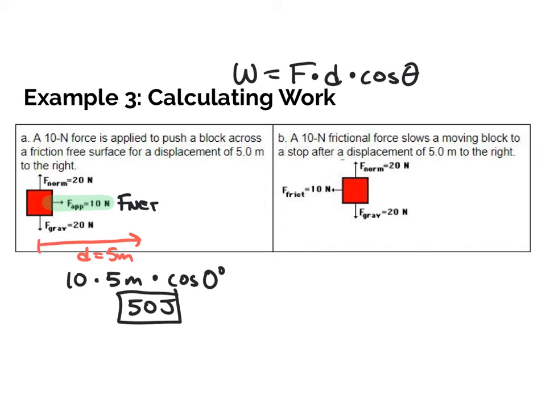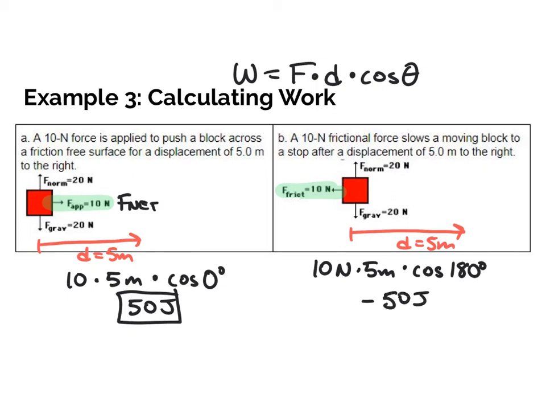Again, I have 10 newtons now, whoopsie daisies, but instead of being my applied force, now we stop pushing and let friction do the work. So in this case, let's say that it's still moving to the right 5 meters, but now it's friction that's acting on it. So again, it's still going to be our 10 newtons of force times our 5 meters, but now the angle between them is going to be the cosine of 180 degrees, because the angle between my motion and my force is a complete 180 degrees. So I'm going to get the same magnitude, 50 joules, but in this case, I'm going to get negative 50 joules.